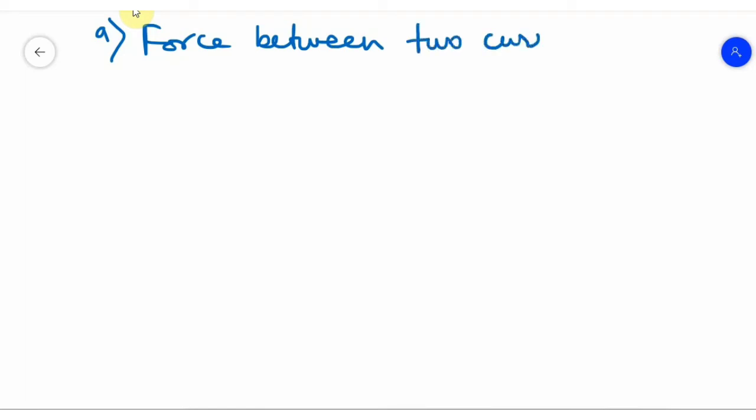Now we shall discuss the third part, that is force between two current elements. So let us draw two filament or current carrying conductors.